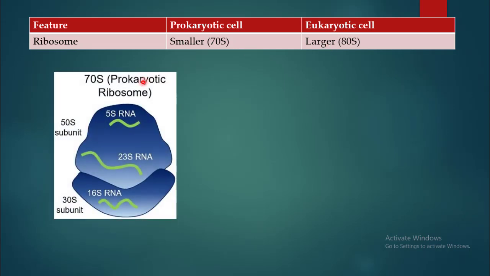Now, if you look at this one, if this is a 70S prokaryotic ribosome, they have one large subunit, which is known as the 50S subunit. They have a small subunit which is known as the 30S subunit.